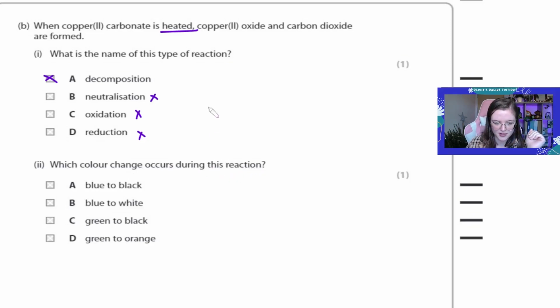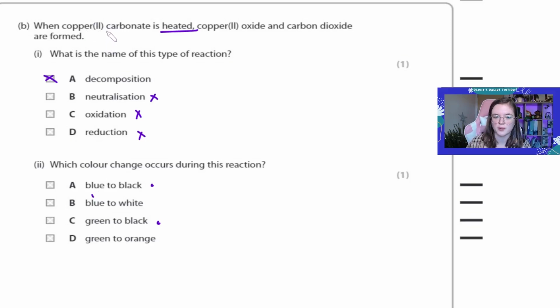Okay, so copper oxide, that's like a black substance that forms like a layer over the copper. So it's going to go to black. So it's going to be blue to black or green to black. And we know it can't really be blue to black because we know that blue with copper is copper sulfate.